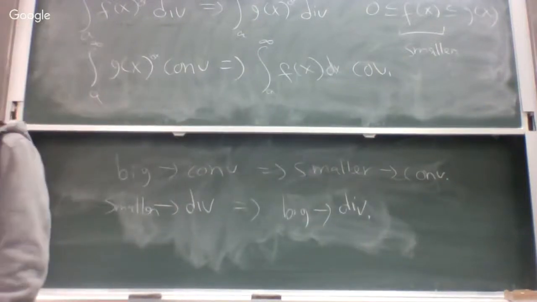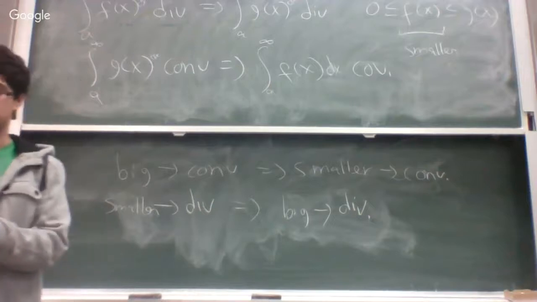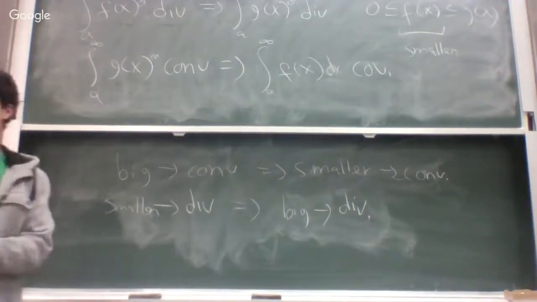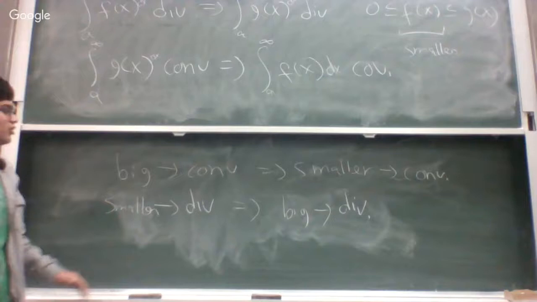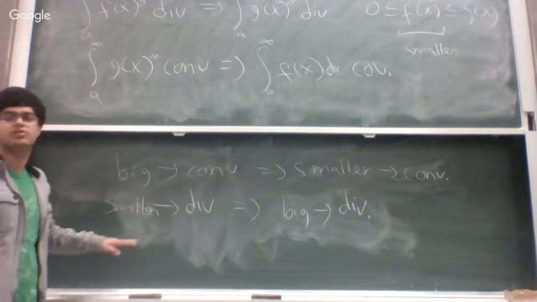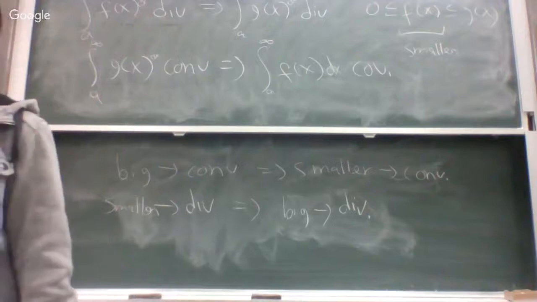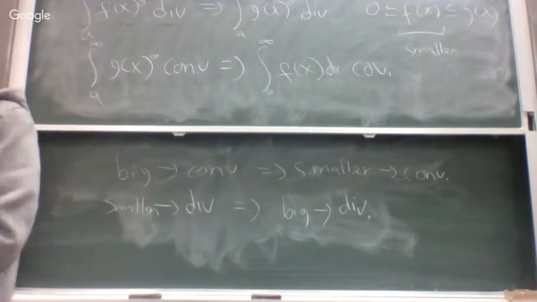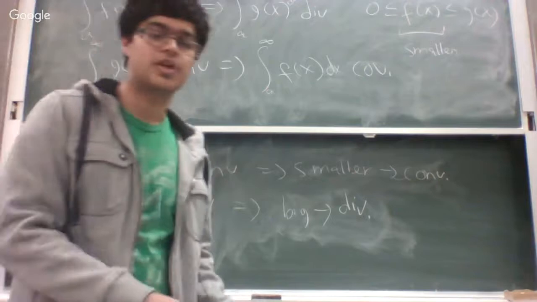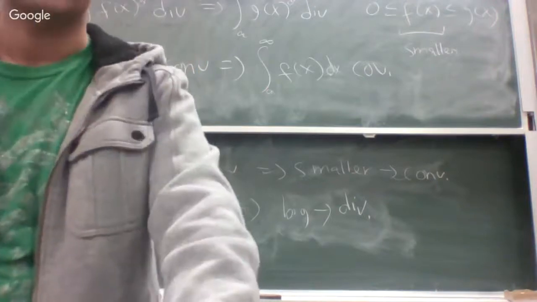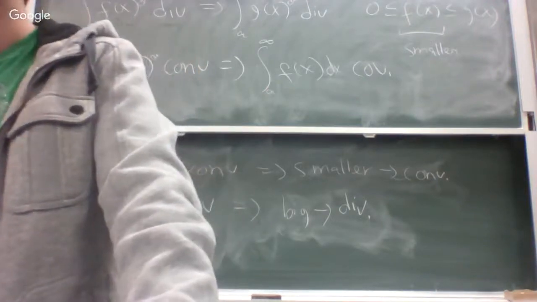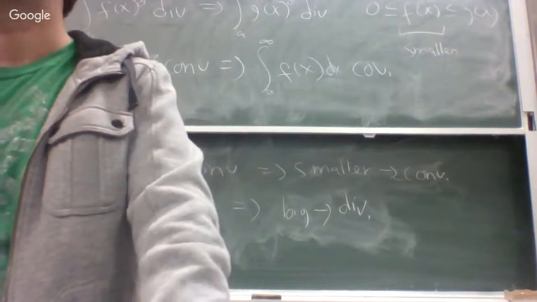So you have to make sure that one of these conditions is happening. If you have the smaller version converging, we don't know anything about the bigger one. The bigger one could still converge or diverge. But if you know that the smaller one is diverging, then the bigger one has to diverge.